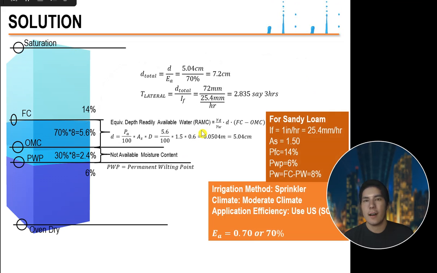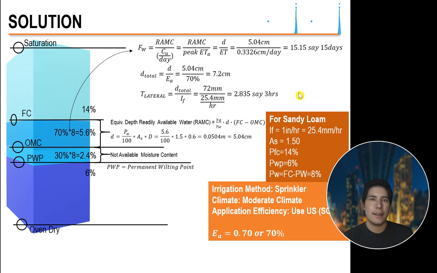Okay, so the D total, we have this 5.04 divided by the field application efficiency na 70%, so we have 7.2 cm. So we have also the D total divided by IF. We have 72 mm divided by the infiltration rate, so we have 3 hours, no, for our time to set the laterals.